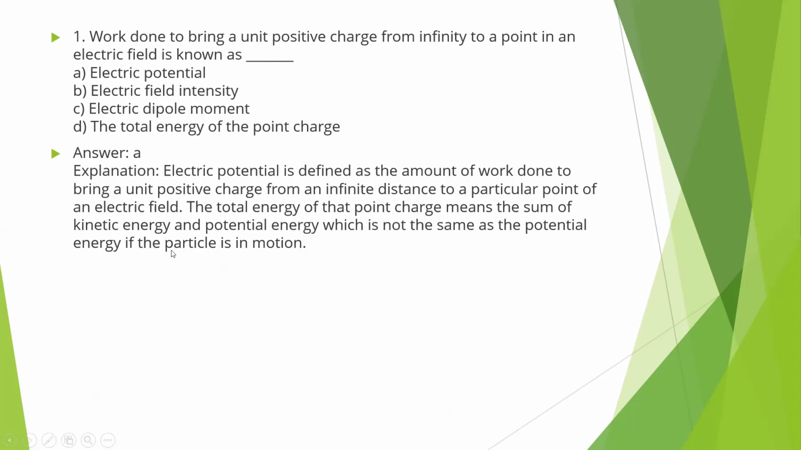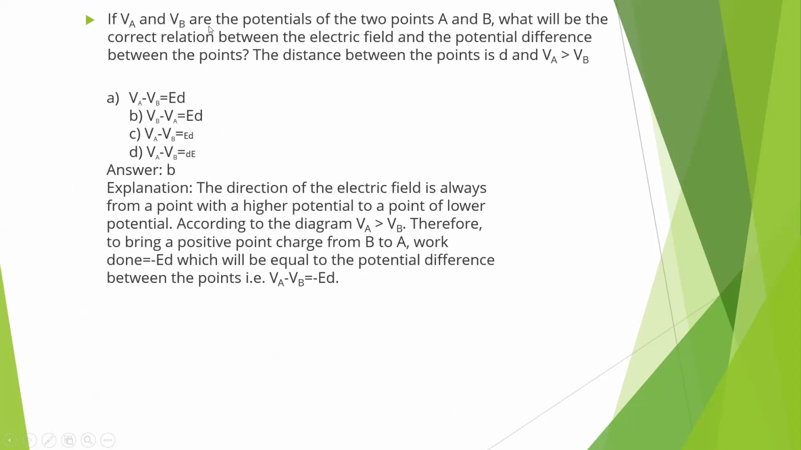Next one is, if VA and VB are the potentials of the 2 points A and B, suppose A has a potential of VA and B has a potential of VB, then what will be the correct relation between the electric field and potential difference between the points? The distance between the points is D, and they have provided one condition, VA is greater than VB. Always keep in mind, the electric field will always travel from higher potential to lower potential, just as heat flows from higher temperature to lower temperature. Here they have already given VA greater than VB.